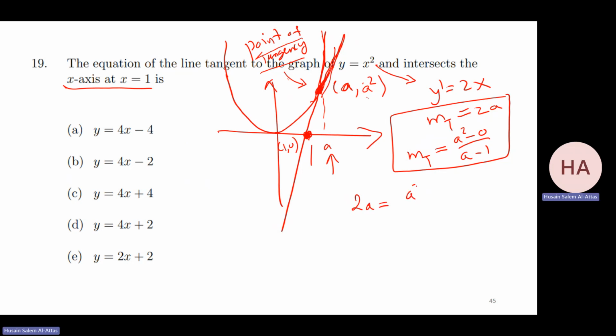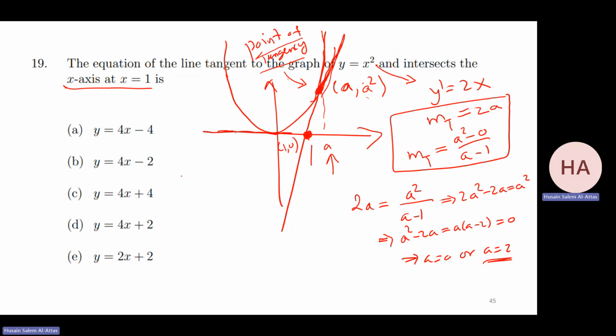2A equals A squared over A minus 1. Do the calculation. So 2A squared minus 2A equals A squared. That means what? A squared minus 2A, which is A times A minus 2, equals 0. So either A equals 0 or A equals 2. A equals 0 means it's a horizontal line, which is the x-axis, which is not part of the answer. So I will use A equals 2. What will be the slope of the tangent? It will be 4. This is what I need.